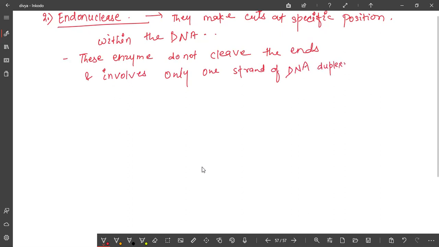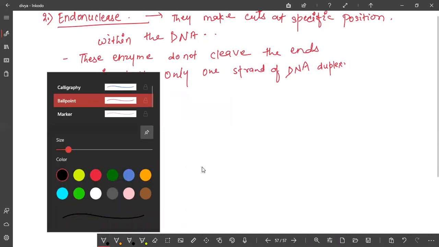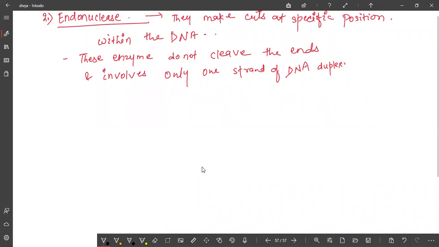Okay, so this also will cut the DNA, but within the fragment, and again it will cut only in a single strand. So suppose that we'll discuss endonuclease, and the DNA is like this, 5 prime to 3 prime, 3 prime to 5 prime. So exonuclease cuts at the end, and this at a specific position within the DNA. And suppose that this is DNA.